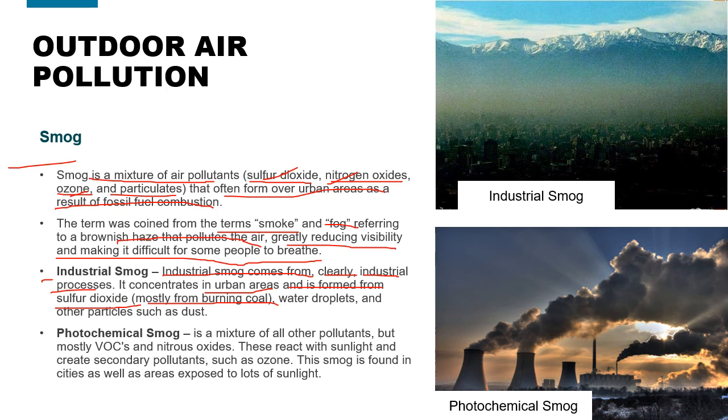Okay? So, we have here also the photochemical smog. It is a mixture of all the other pollutants, but mostly it's from the nitrous oxide and of course, these react with sunlight and create secondary pollutants such as ozone. So this smog is found in cities as well as areas exposed to lots of sunlight.